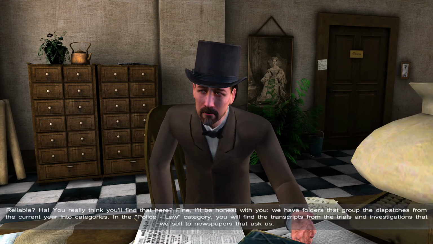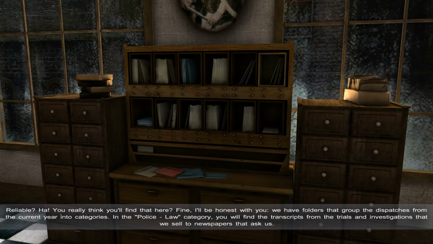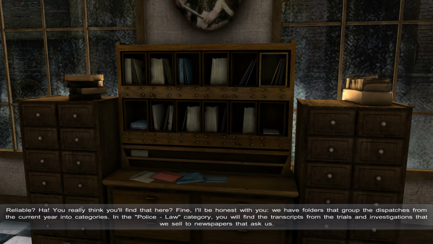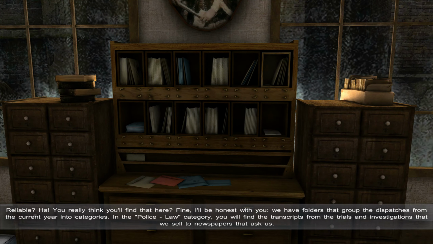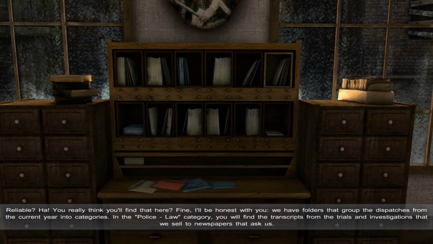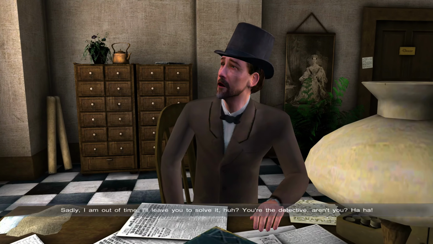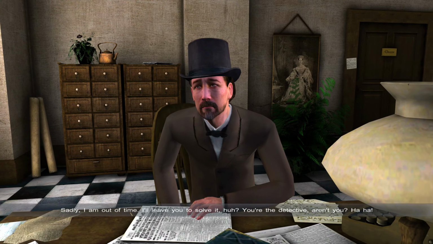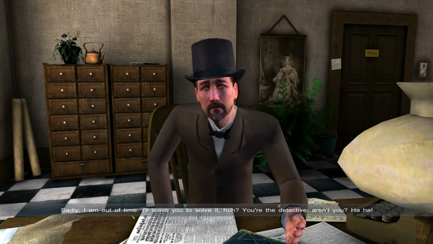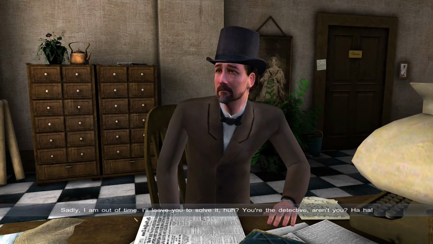Fine. I'll be honest with you. We have folders that group the dispatches from the current year into categories. In the police law category, you'll find the transcripts from the trials and investigations that we sell to the newspapers that ask us. Perfect. Sadly, I am out of time. I'll leave you to solve it, eh? You're the detective, aren't you?